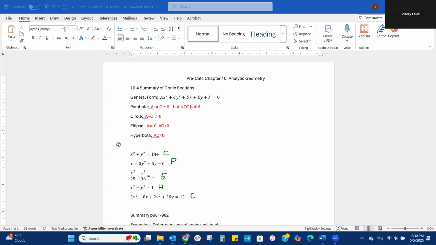So we can look at these equations and we can determine from the general form whether it's a parabola, a circle, an ellipse, or a hyperbola. Take a minute now to look at the summary in your textbook on pages 981 through 982, and then we will do some examples together in the next segment.